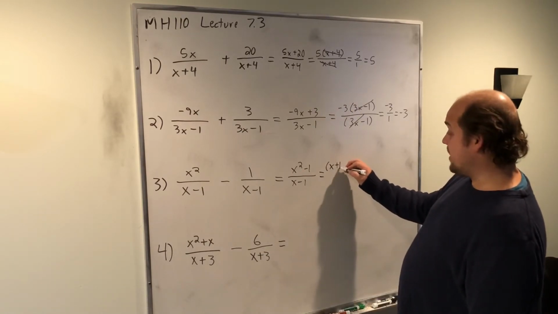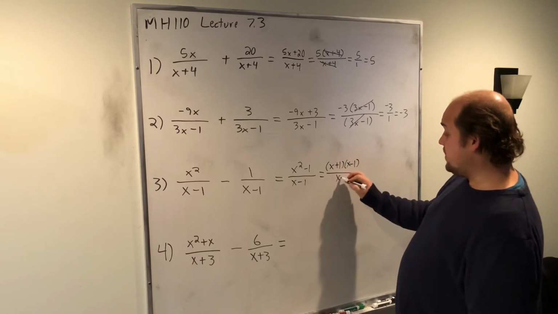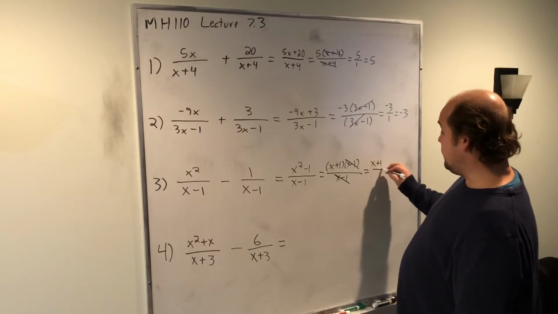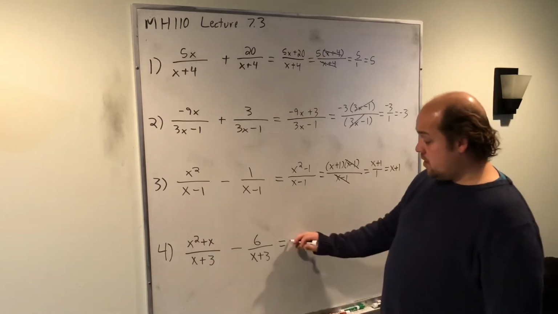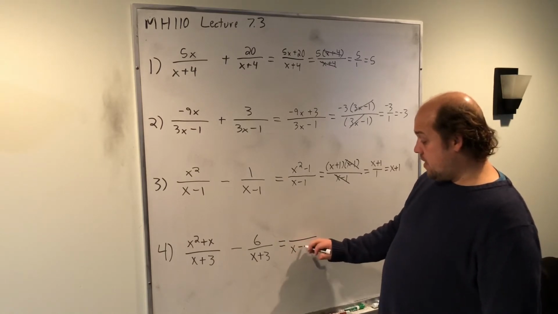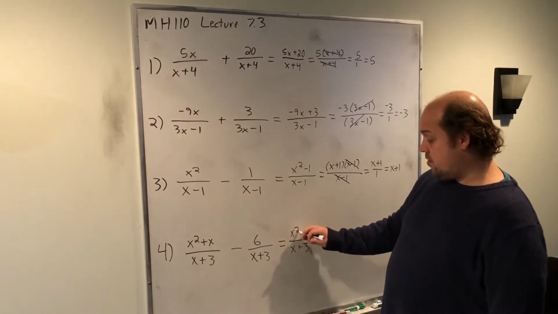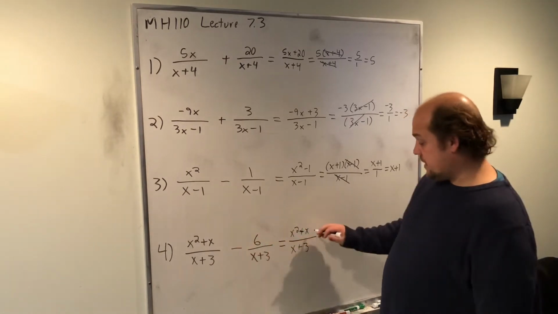It's going to become x plus 1 times x minus 1, still over x minus 1. When I then reduce that factor, it becomes x plus 1 over 1, or just x plus 1. Write the common denominator, x plus 3. Write the first term, x squared plus x, then minus 6.